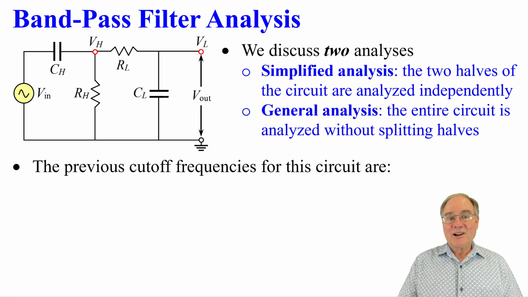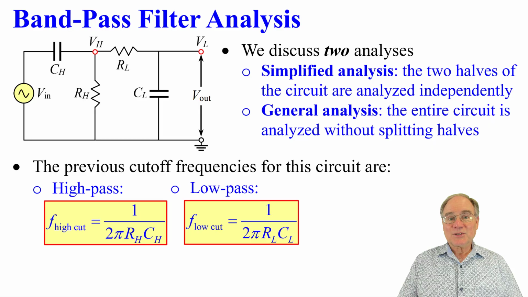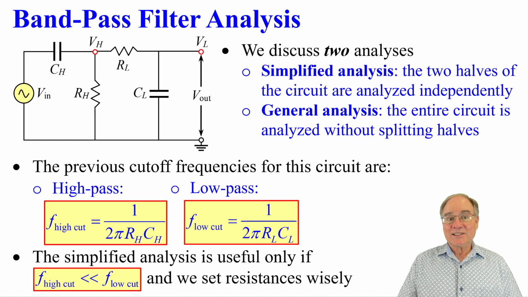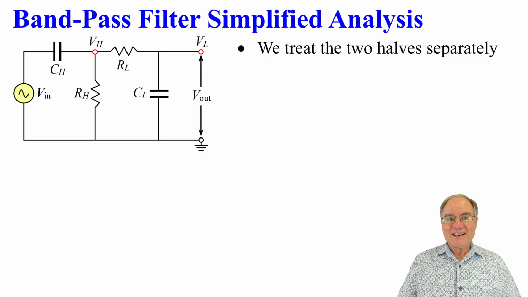The previous cutoff frequencies are shown here for the high-pass and the low-pass filter. The simplified analysis is useful only if the high cutoff frequency is much smaller than the low cutoff frequency, and we need to set the resistors wisely, and I'll clarify why this is necessary later in the video. Let's do the simplified analysis.